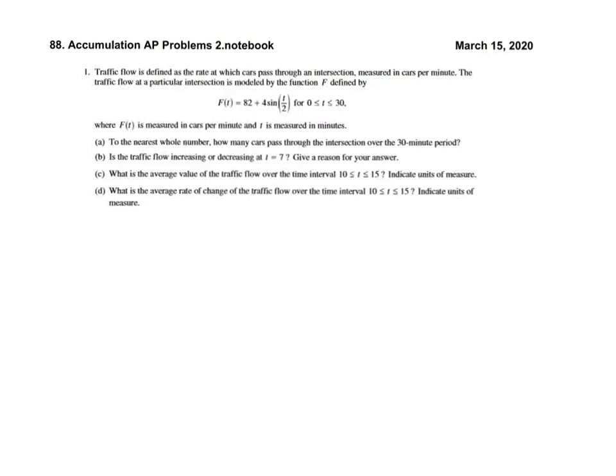All right, so I want you to pause the video and try this whole problem on your own. Nothing new here. So traffic flow is defined as the rate at which cars pass through an intersection, measured in cars per minute. The traffic flow of a particular intersection is modeled by F. So we only have an in, there's no out. F of t is measured in cars per minute and t is measured in minutes. To the nearest whole number, how many cars pass through the intersection over a 30-minute period?